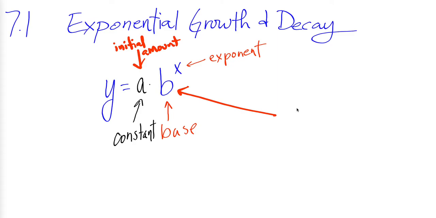To make something exponential growth or decay, the exponent has to be a variable. So your x or your t, whatever variable you're using, is going to be in the exponent spot. The base has to be a number.